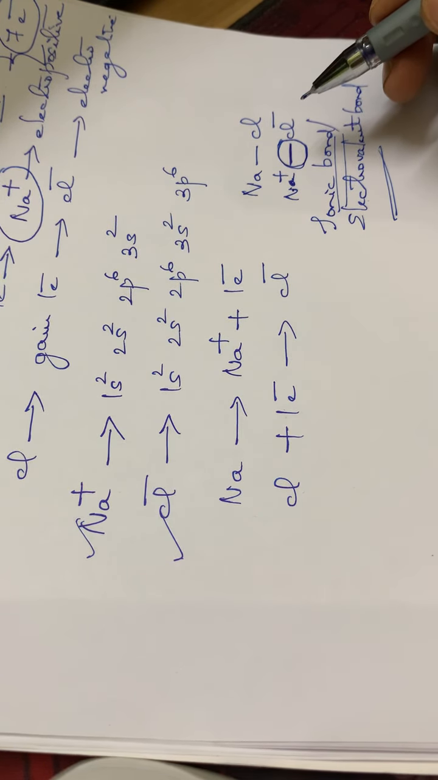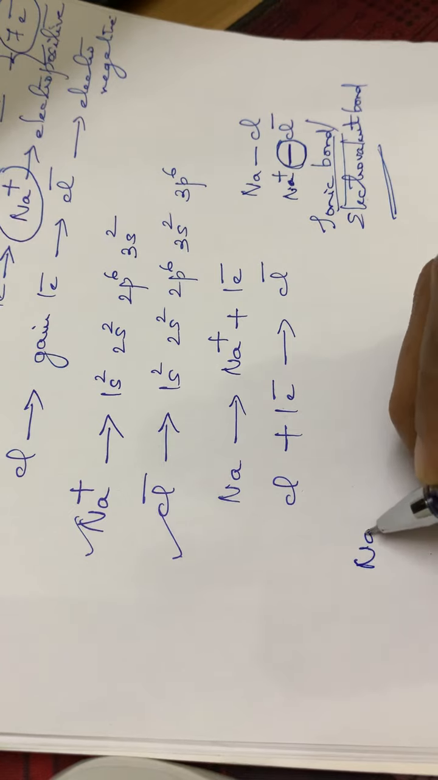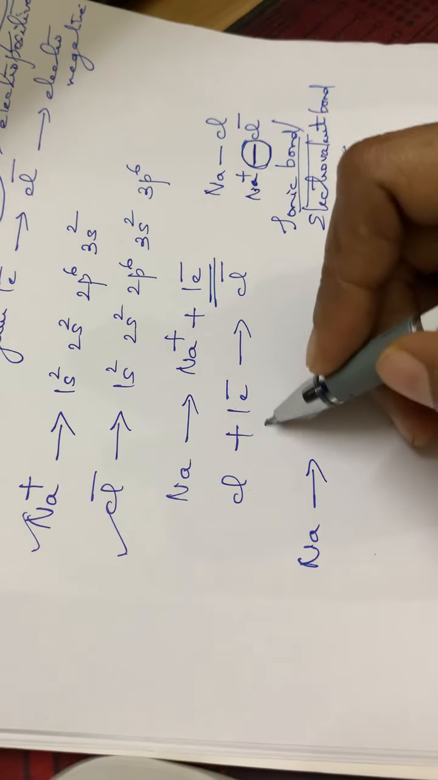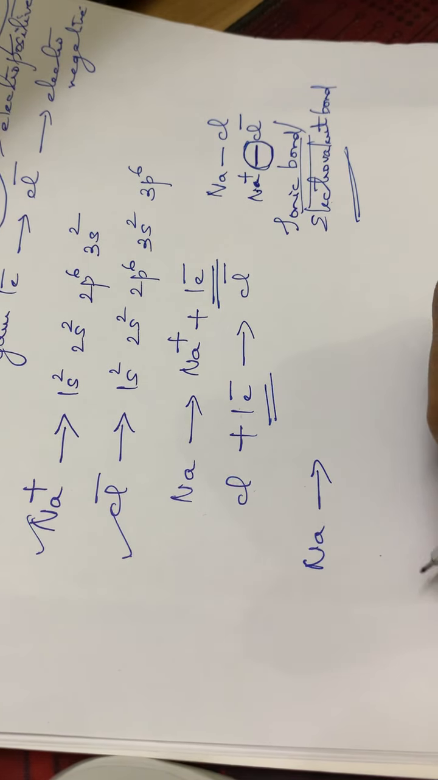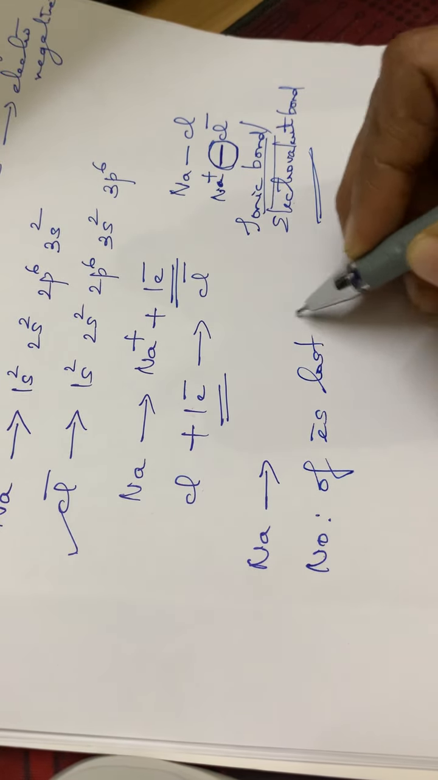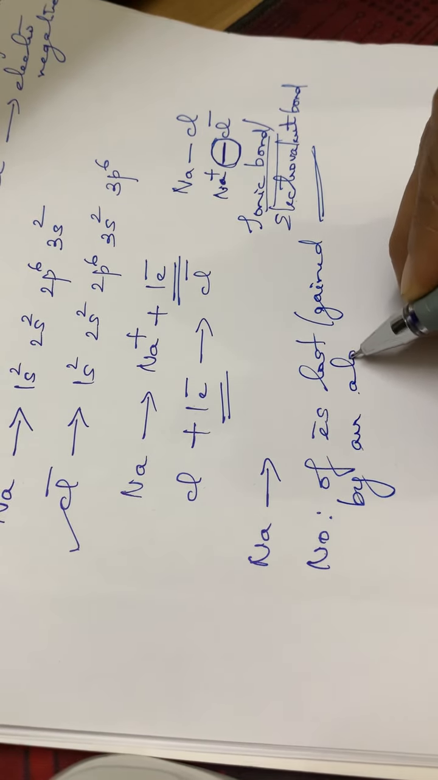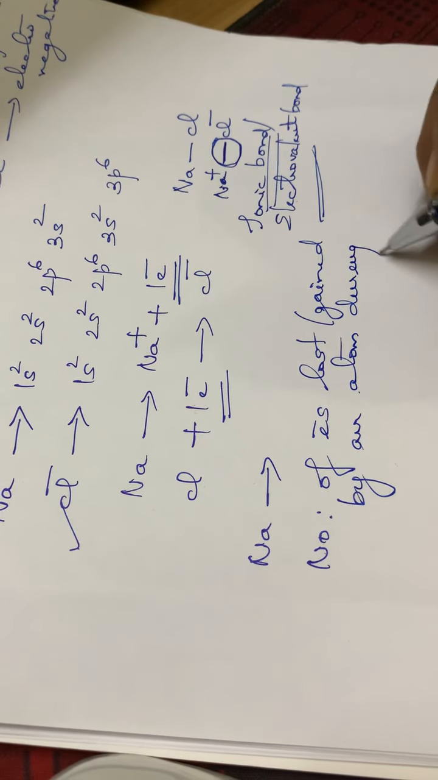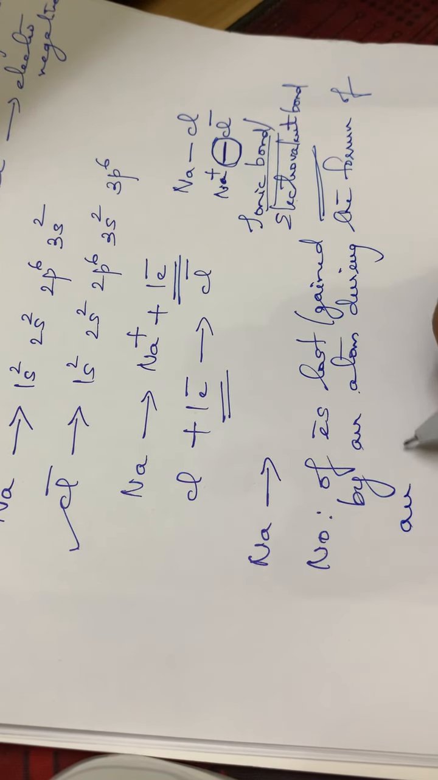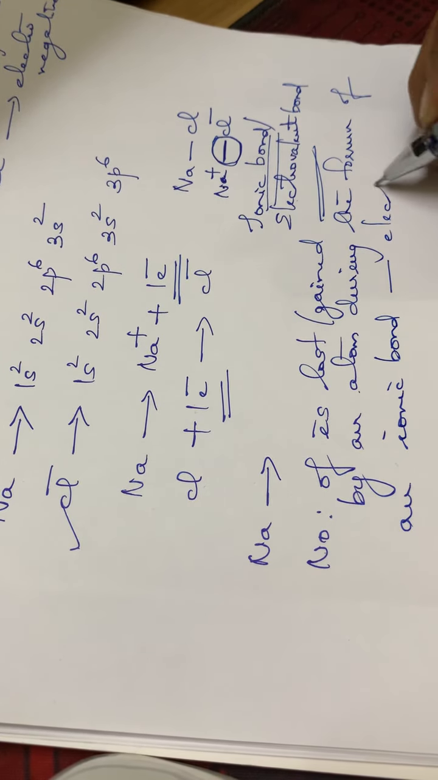Okay. And also see here how many electrons are lost from the sodium atom. From sodium it loses 1 electron, isn't it? And this chlorine atom is gaining 1 electron, isn't it? So the number of electrons lost or gained by an atom during the formation of an ionic bond is called the electrovalency.